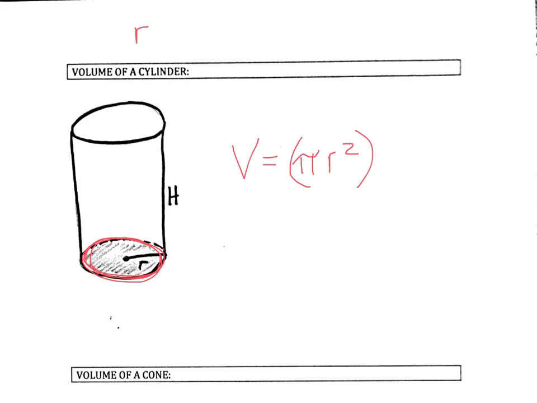Radius squared means r times itself. It does not mean r times 2.